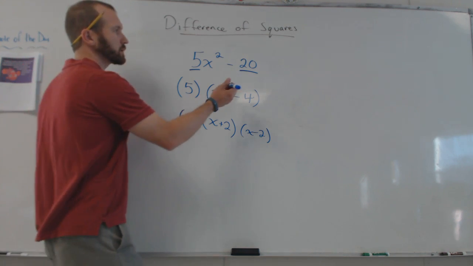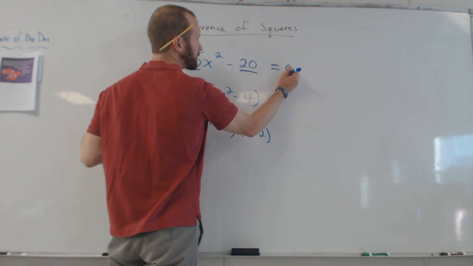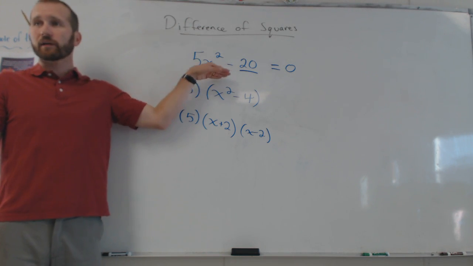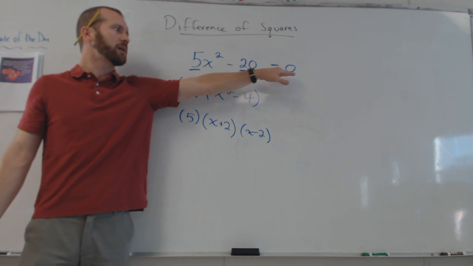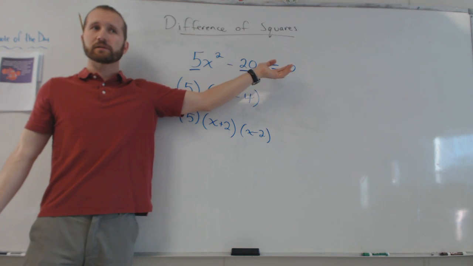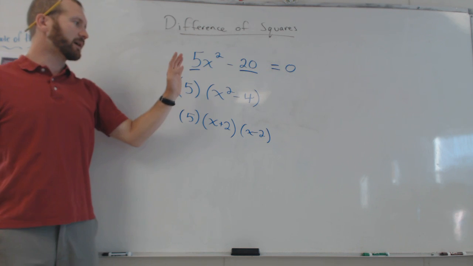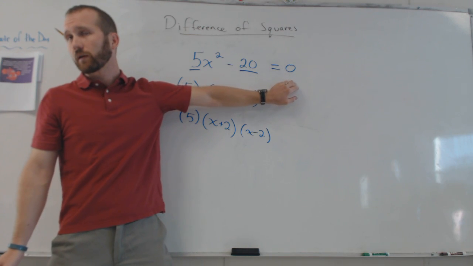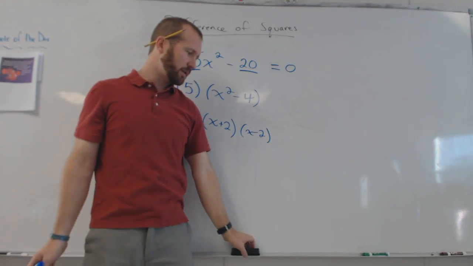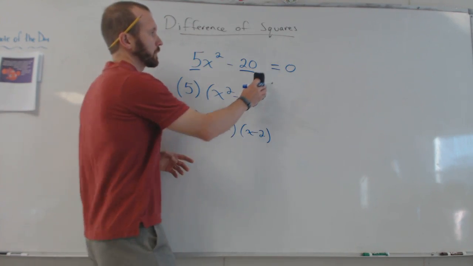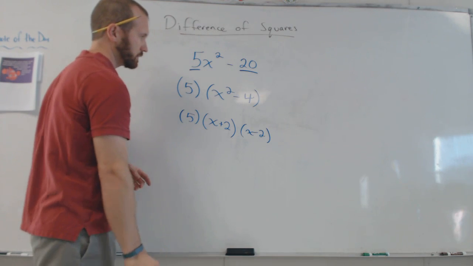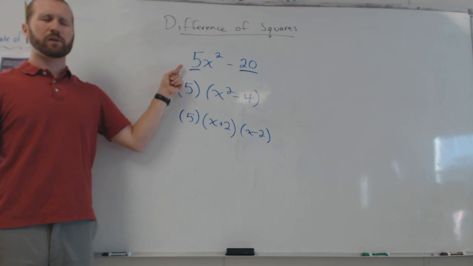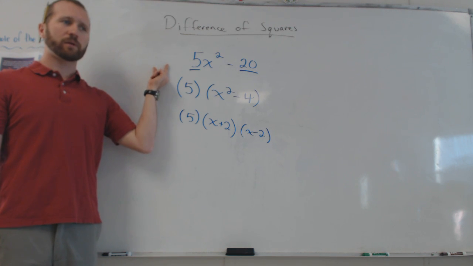Now if this said, which will often happen later, if this said equals 0, I could just divide everything by 5. I could divide this side of the equation by 5. 0 divided by 5 is still 0. So I could get rid of the 5. That's only if it equals 0 though. I can't divide if I don't have an equals. I have to just factor. So I'm simplifying. I think there's maybe one problem on your homework like this, where you're going to have to factor out a greatest common factor first.